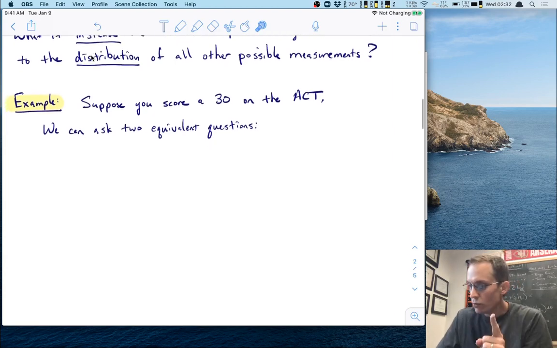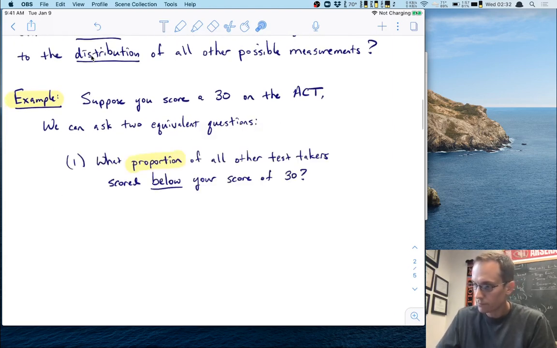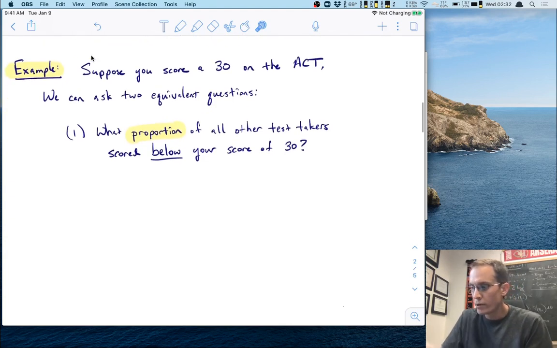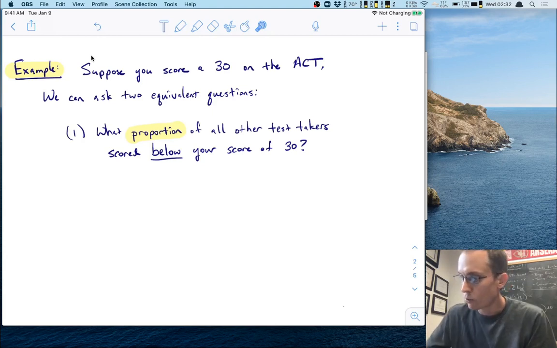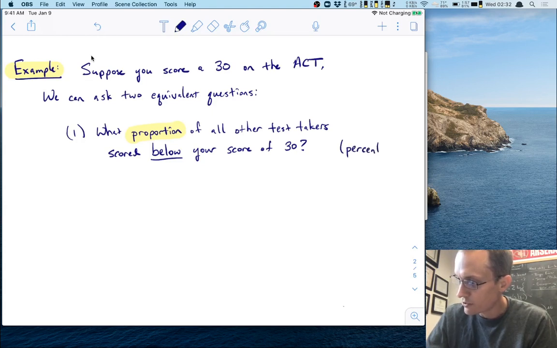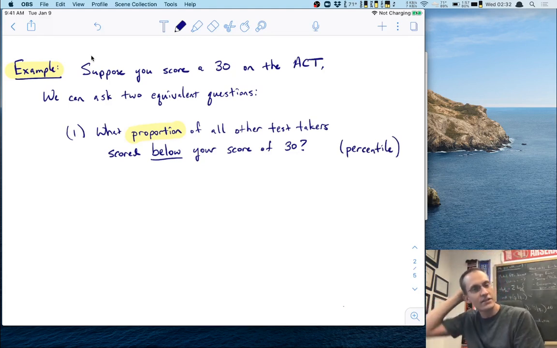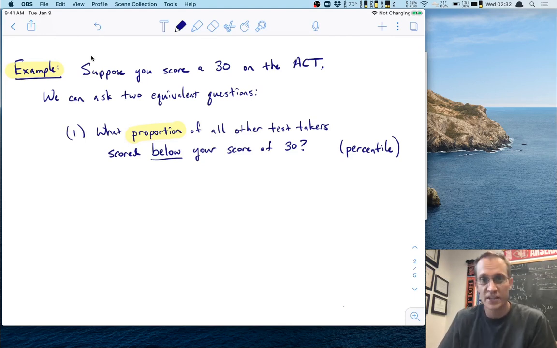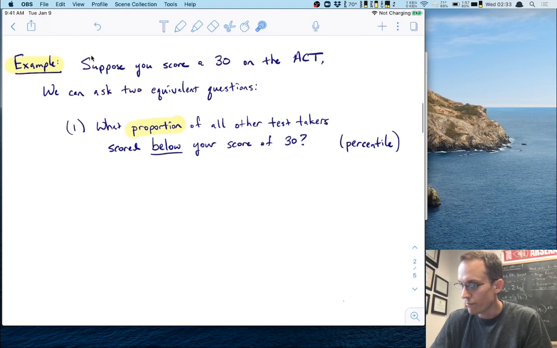We can ask two equivalent questions. The first question that we might be interested in asking is, what proportion of all other test takers scored below your score of 30? This sometimes is called the percentile rank. So I'll just write that out to the side. I probably won't use that notion very often in this course, but that is equivalent to this question. What proportion or percentage of all other test takers scored below your score of 30?